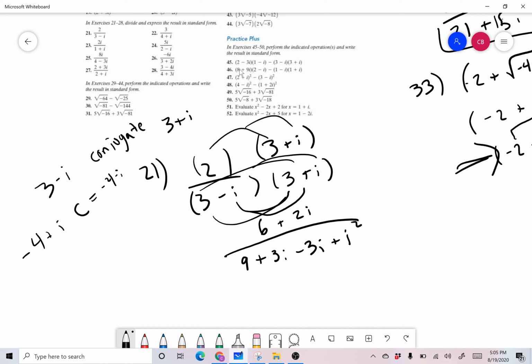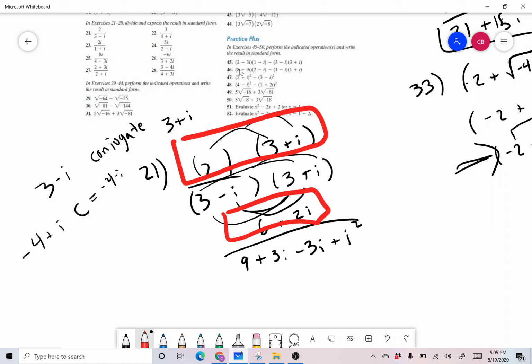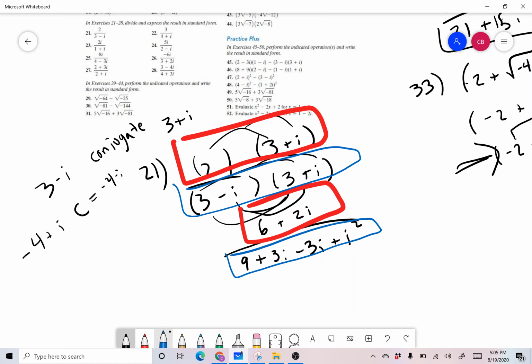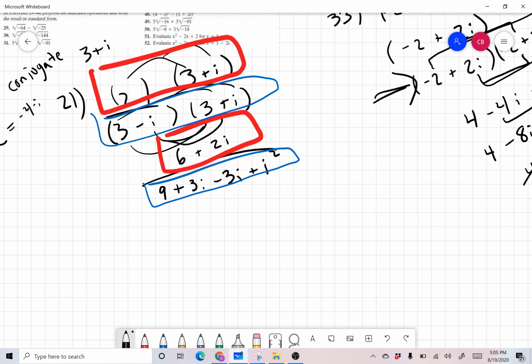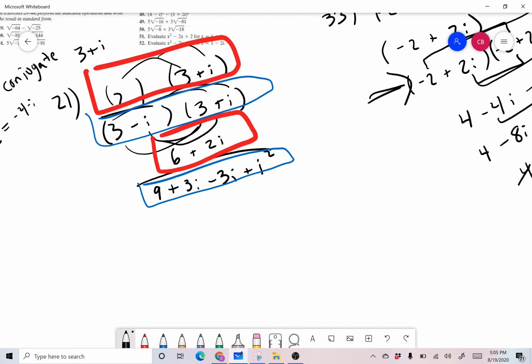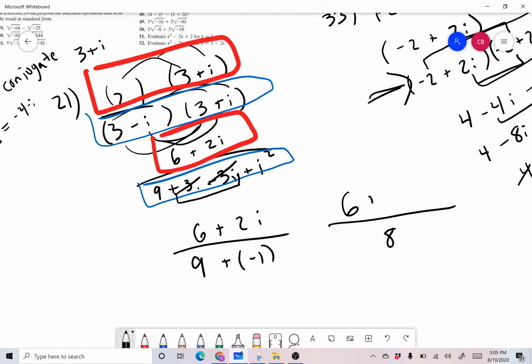Okay, so I did the top step, that's this part. Oops, I didn't mean to cover it, this part. And the bottom step was when I FOILed this and I got this. Okay, so it's not in standard form, so let's get it to standard form. So we have 6 plus 2i. Well, this 9 cancels. That's what we wanted to happen. That's what the conjugate will do. It will get the i's to be gone. Plus negative 1. So the bottom here is 8. And the top is 6 plus 2i.